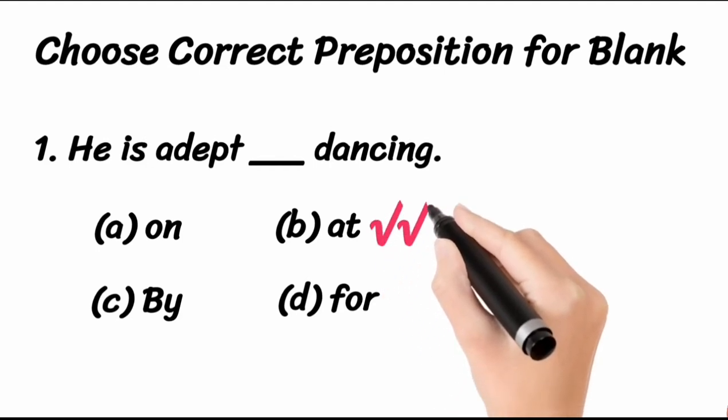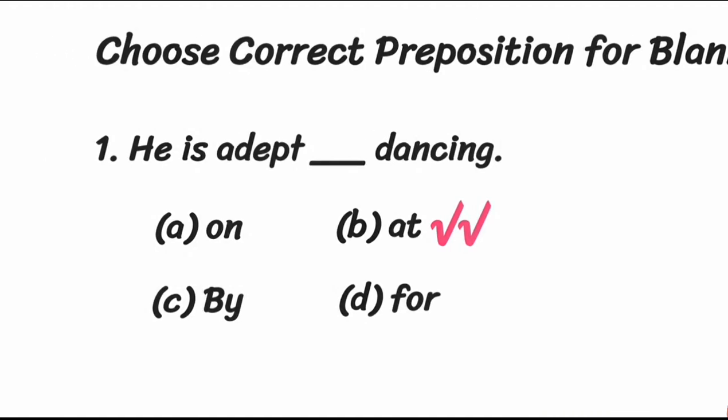Option B is correct. Adept means skilled या फिर माहिर, जिसको किसी चीज़ में महारत हासिल हो, और ये adept synonym है skilled का. So the sentence will be, he is adept at dancing. At is the right preposition.